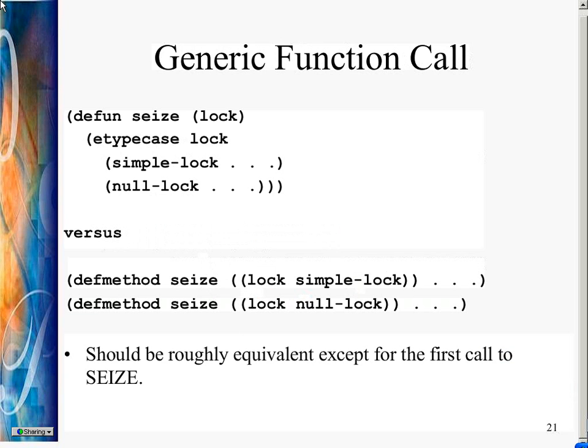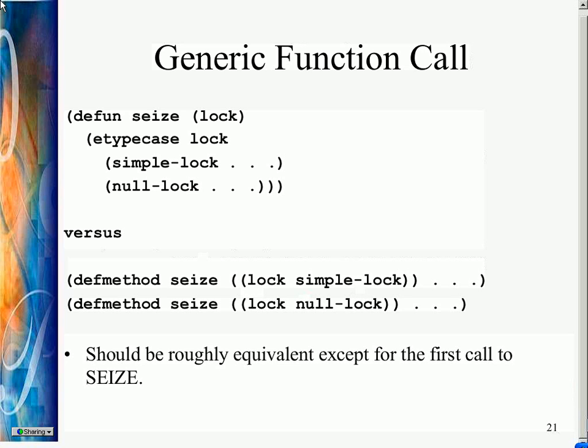Now, that's just something you can try at home. Here is a function and a generic function call. In the function, we take an argument, and we look at its type, and it's either a simple lock or a null lock, et cetera, et cetera. When we do this with generic functions, we just define methods for each one of these classes.